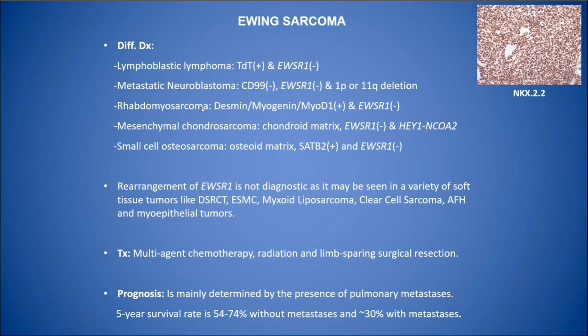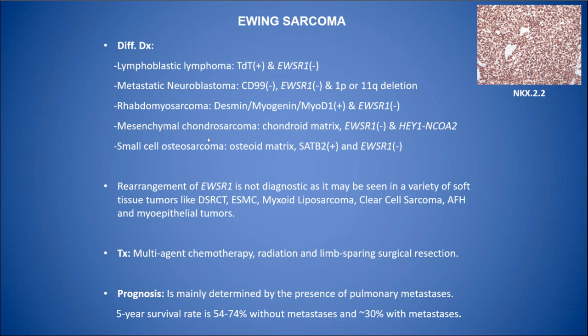Rhabdomyosarcoma can occur in bone, but as you know, Ewing sarcoma also occurs in soft tissue, so it could enter the differential diagnosis. You normally look for rhabdoid cells, and sometimes you can find them. So we have markers like desmin, myogenin, and MyoD1, which are good for skeletal muscle. And of course, rearrangement of EWSR1 is negative in rhabdomyosarcoma.